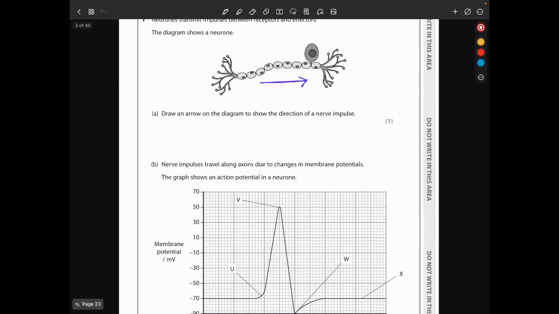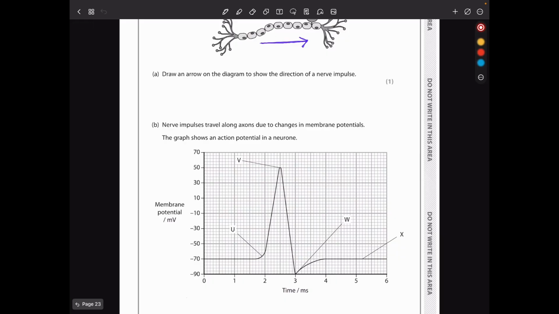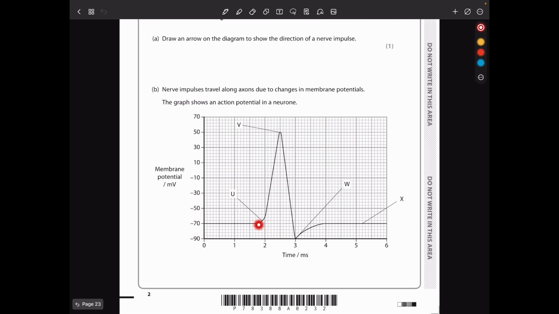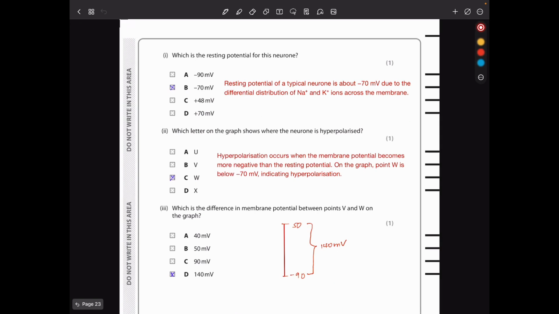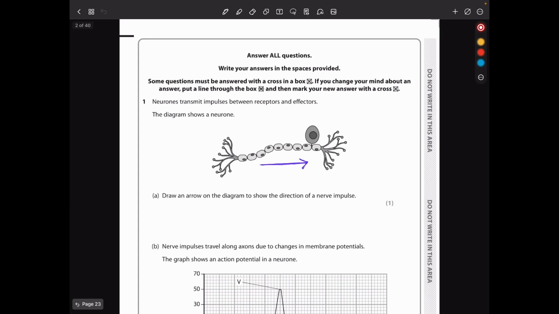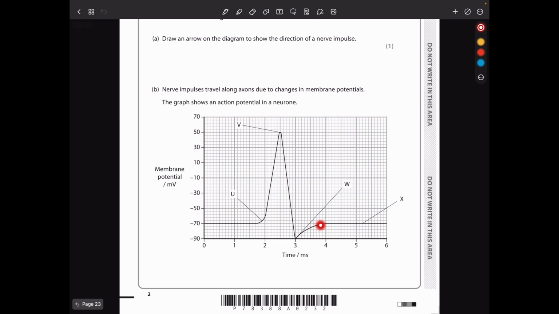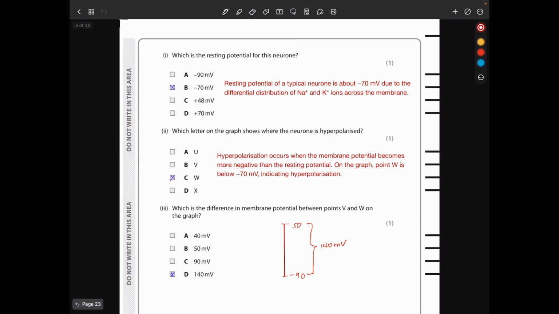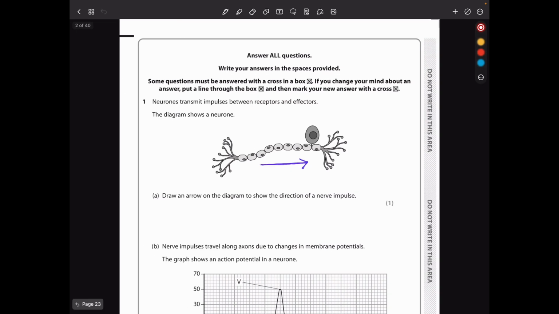nervous system. Then they say nerve impulses travel along axons due to changes in membrane potentials. The graph shows an action potential in a neuron. We can see the different components of an action potential: the depolarization, repolarization, hyperpolarization, and then the restoration of the resting potential. They say which is the resting potential of this neuron. It's negative 70 millivolts. You can see at the beginning here it's minus 70 and then it's restored in the end. So minus 70 millivolts, which later on the graph shows where the neuron is hyperpolarized.